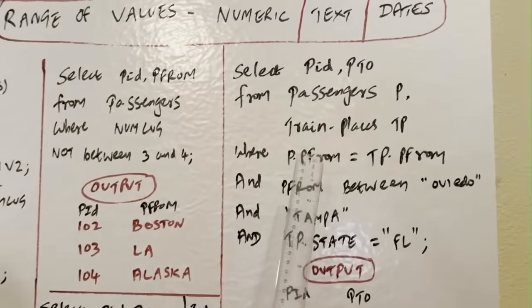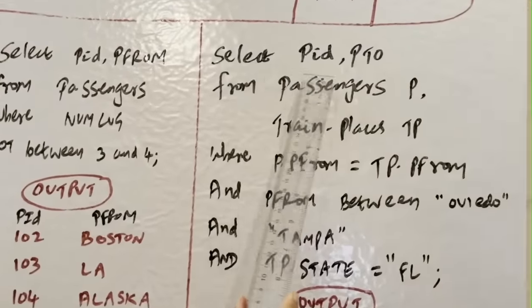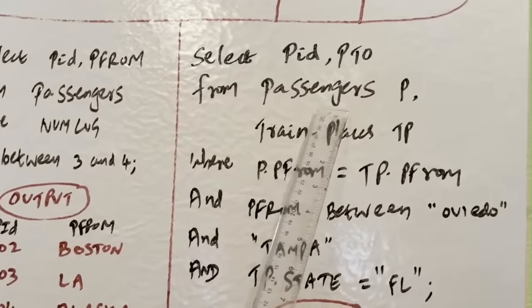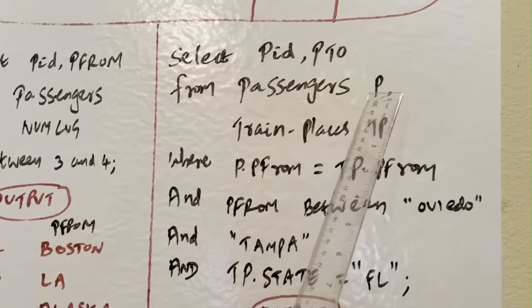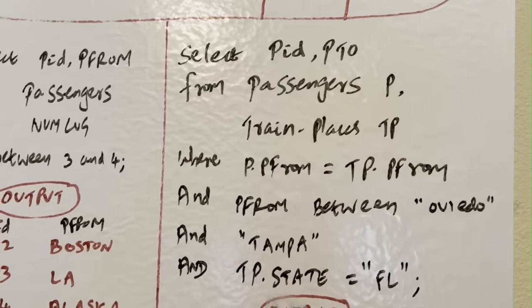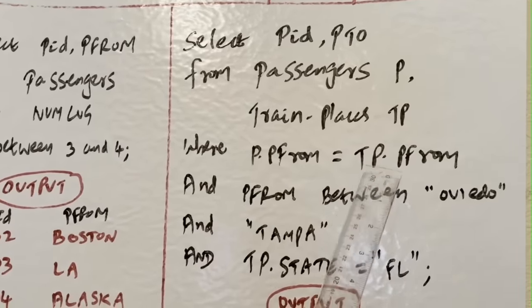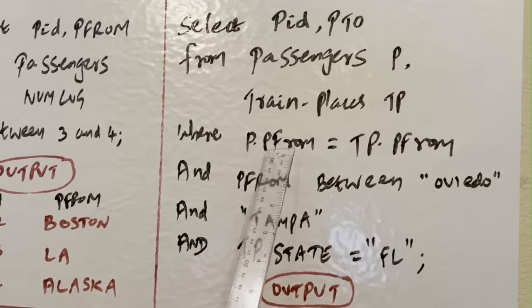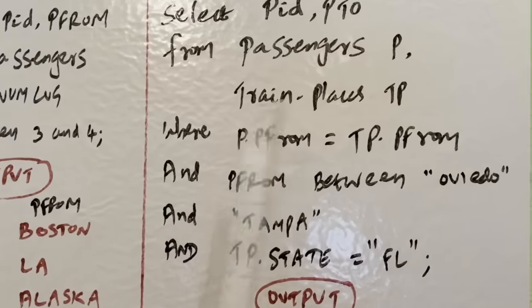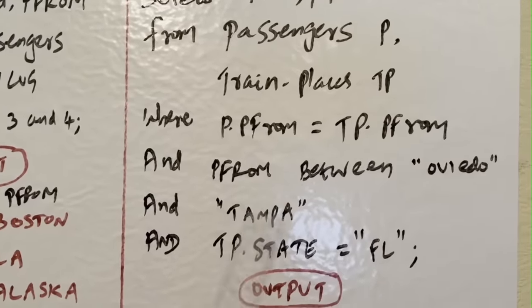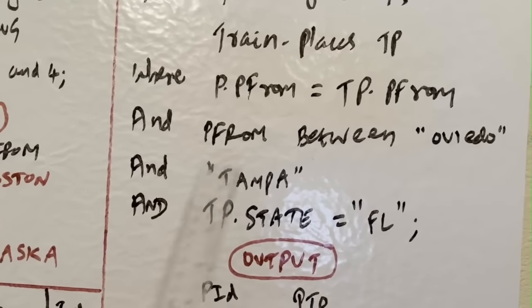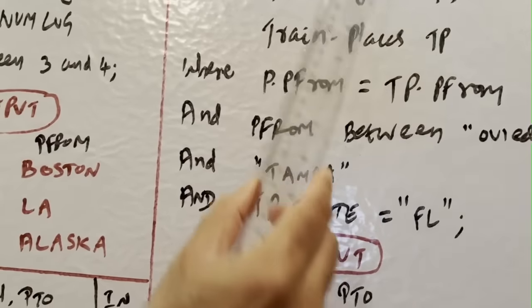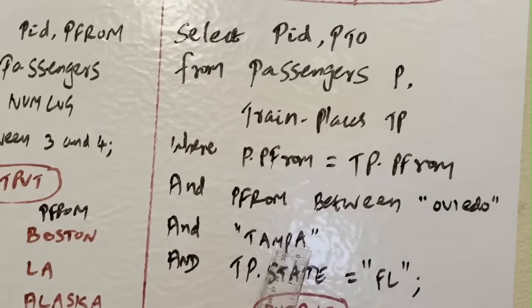Fourth query for this video. Select PID, PTO from passengers P, train places TP. Alias is used for table names, not for the column names. Where P from equals TP, P from. Primary key here, it's foreign key here, references the primary key here. And P from between Oviedo and Tampa. See, it's just numbers. You can use text also, Oviedo and Tampa.